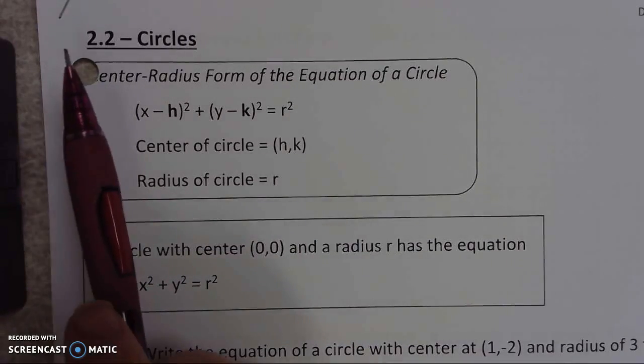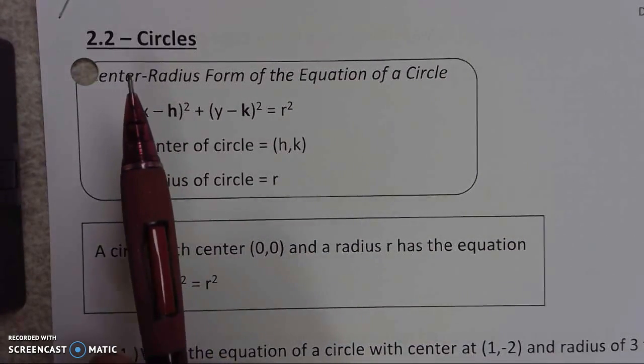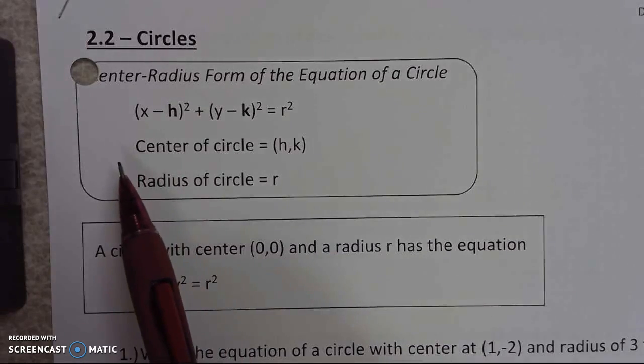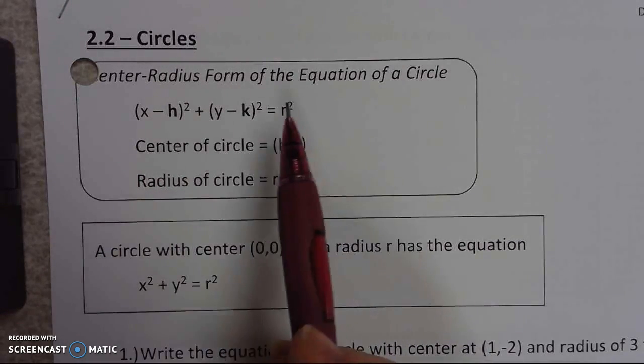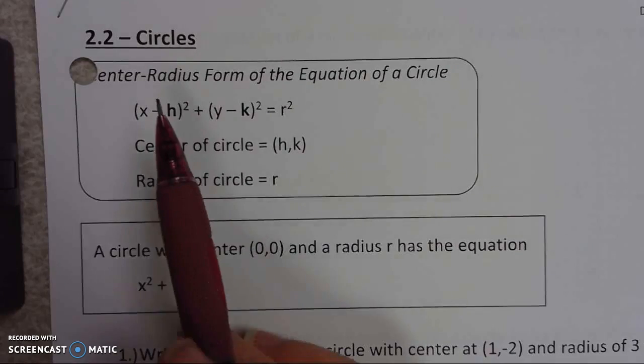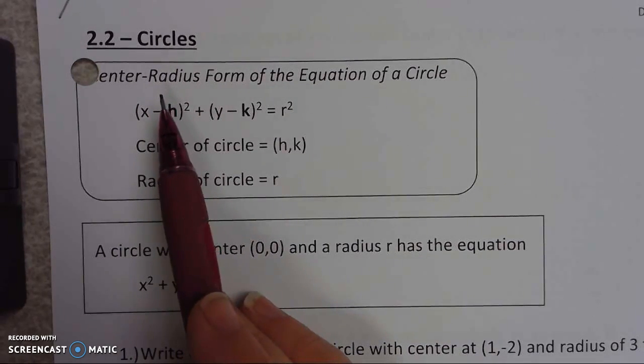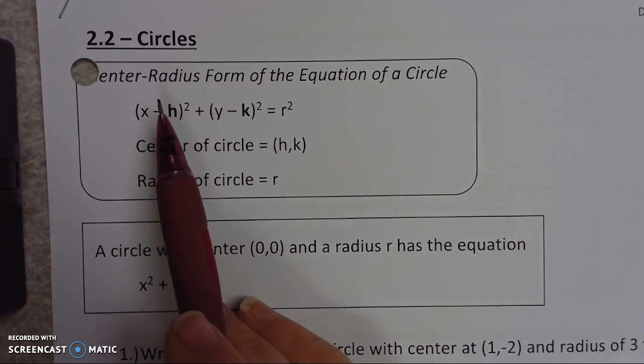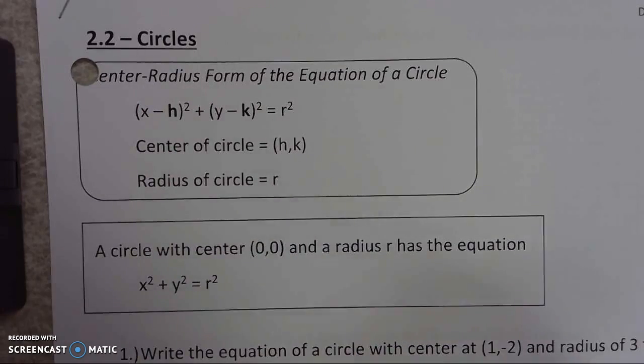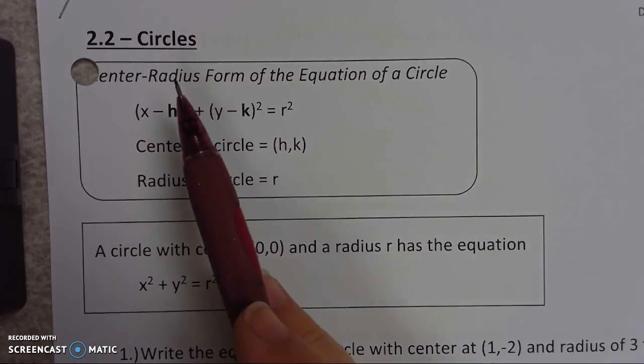This video will cover section 2.2 on circles. Now with circles, you can write the equation of them in a couple different forms. We're going to look at the center radius form of the equation of a circle, and the title will give us the information that is provided in that equation, the center and the radius.